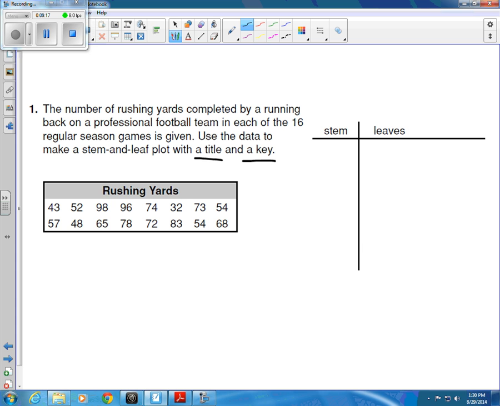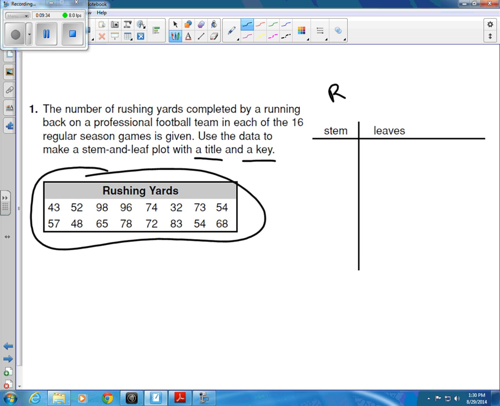Title, axis, everything that tells us what's going on about the graph is the most important part. So, very easily, I already have a table here which has all my information on it. So I'm going to start making the stem and leaf plot over here. Well, the title for my table was rushing yards, and I know that this is the same thing, so I'm simply going to rename this rushing yards. Now, I'm making a stem and leaf plot. Stems are numbers that are representing a larger place value than our leaves.